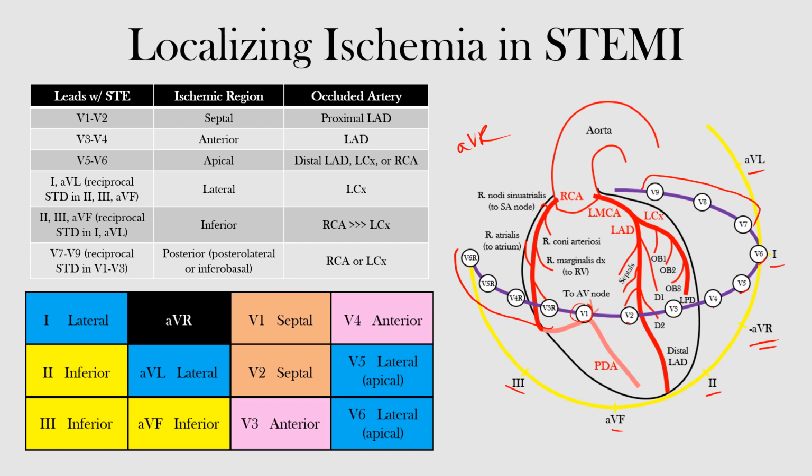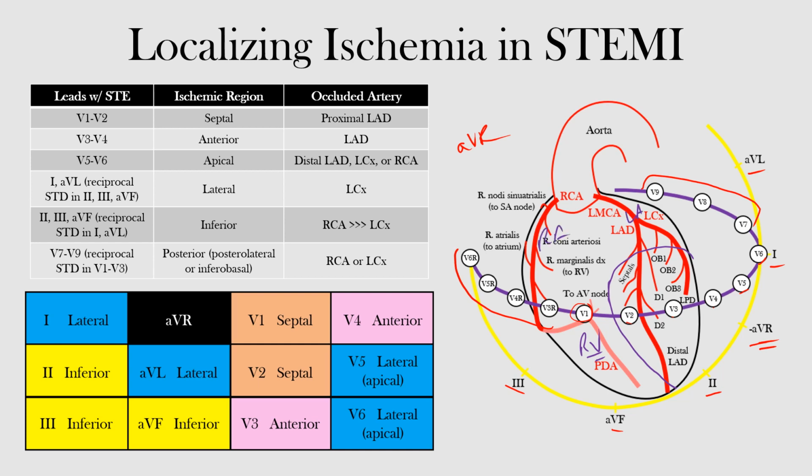Now let's take a look at our anatomy. So our right ventricle would be in this portion here. We'd have our left ventricle sitting in this area here. Remember, the right ventricle is the most anterior portion of the heart. And then we would have our right atrium here and our left atrium here more posteriorly.